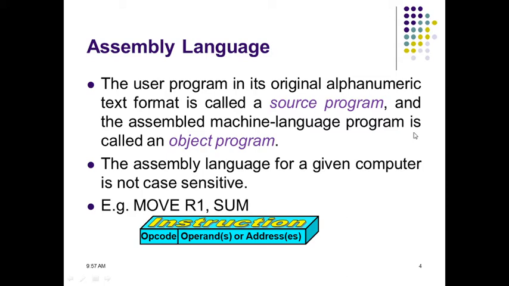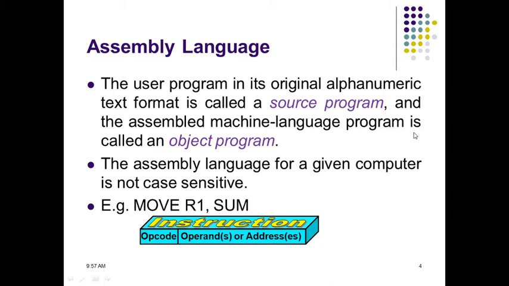Next, the user program in its original alphanumeric text format is called the source program. As you know, like in other programming languages, a source program is nothing but the original program, or the user program, in its original text format. The assembled machine language program is known as the object program. I hope these two terms are clear: source program and object program.